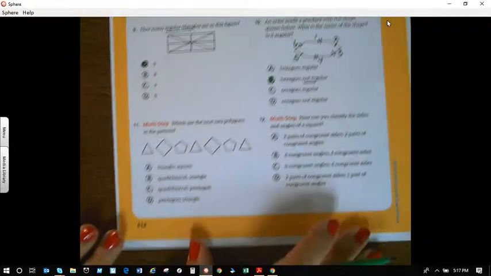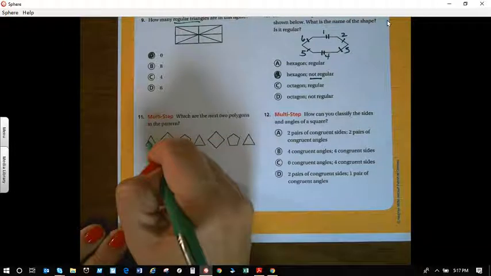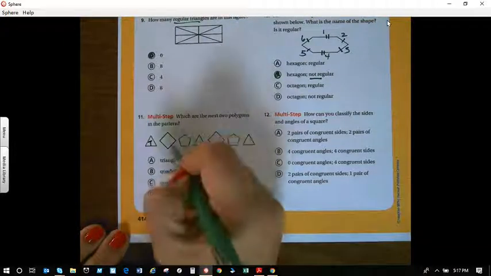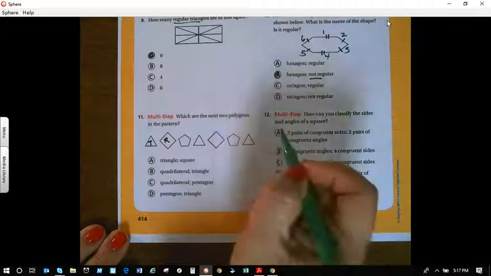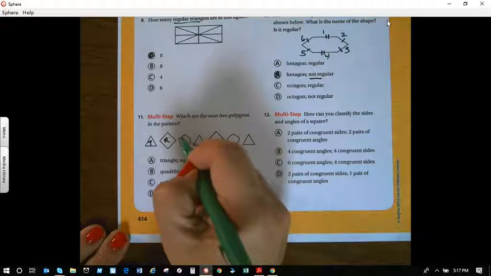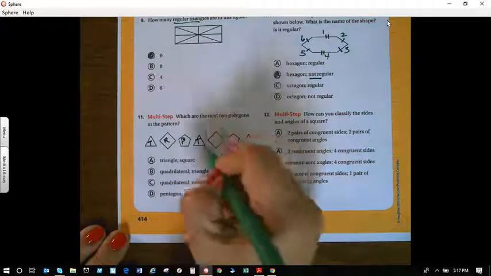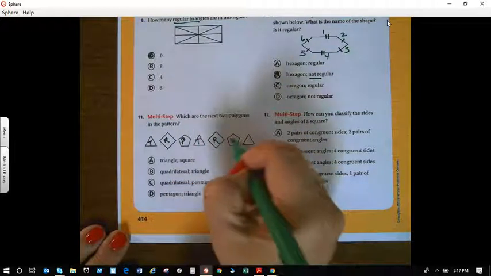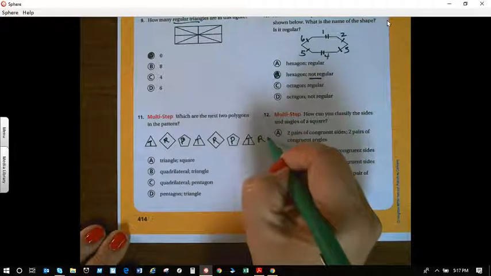Let's look at number 11. Which are the next 2 polygons in the pattern? Well, I'm going to put T for triangle. This is a rhombus. All right, but I also know it to be a quadrilateral. This is a pentagon, 1, 2, 3, 4, 5. And I'm going to put a P for pentagon. Then I have a triangle, I have a rhombus, I have a pentagon. So I need a triangle, a rhombus, and a pentagon.